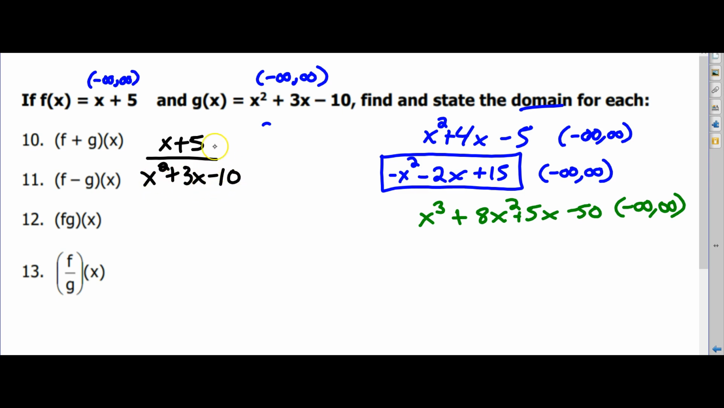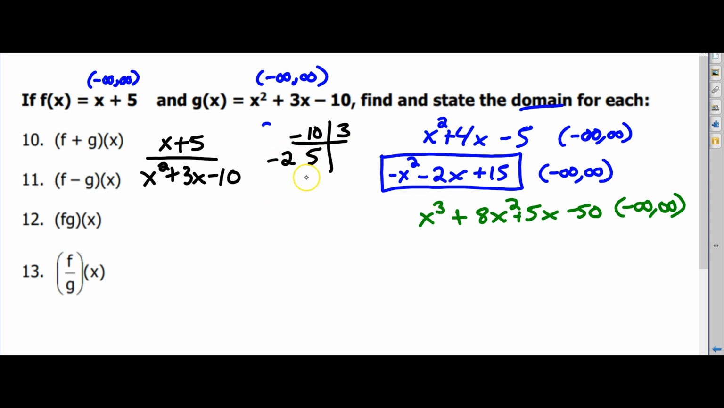I need to know, since it's a fraction, what values of x will make the bottom 0. So here's a case where we're going to have to factor. So I want factors of negative 10 that will add up to the middle term 3. So like 2 and 5, 2 times 5 is positive 10. I need it to multiply to give me negative 10. So I'm going to make the 2 negative.